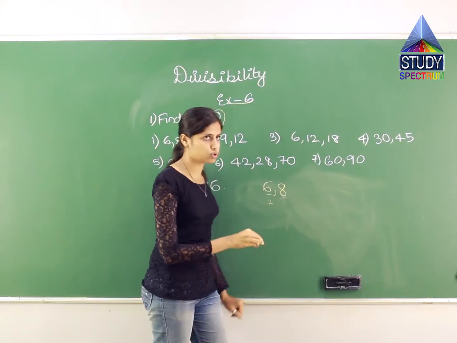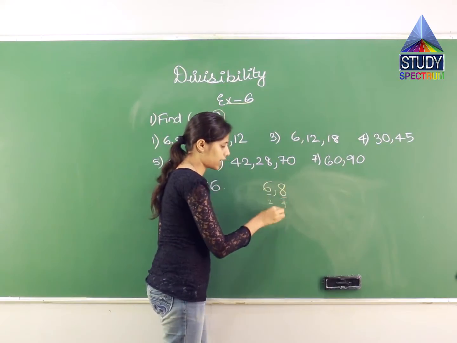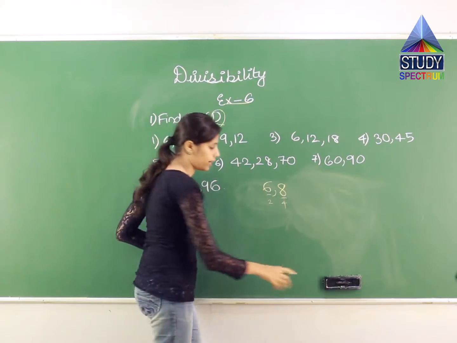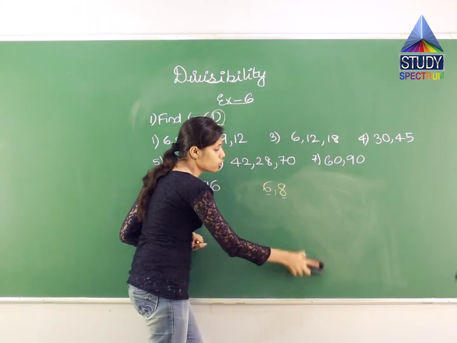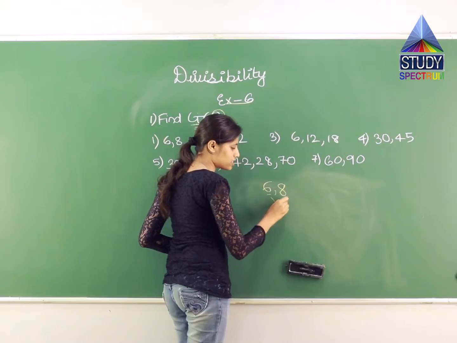2 1s are 2, 2 2s are 4, 2 3s are 6, 2 4s are 8. So yes, both of them have 2 in common, right? 2 is a common divisor. So we got common divisor as 2. But greatest है कि नहीं, that we will check later on.